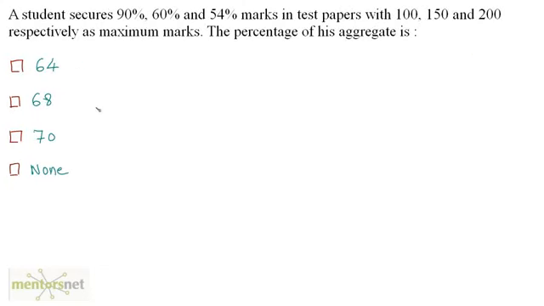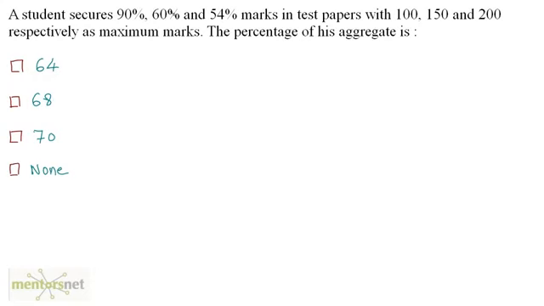A student secures 90%, 60% and 54% marks in test papers with 100, 150 and 200 respectively as the maximum marks. The percentage of his aggregate is? Well, the student has secured 90%, 60% and 54% marks in these papers with these as the maximum marks.